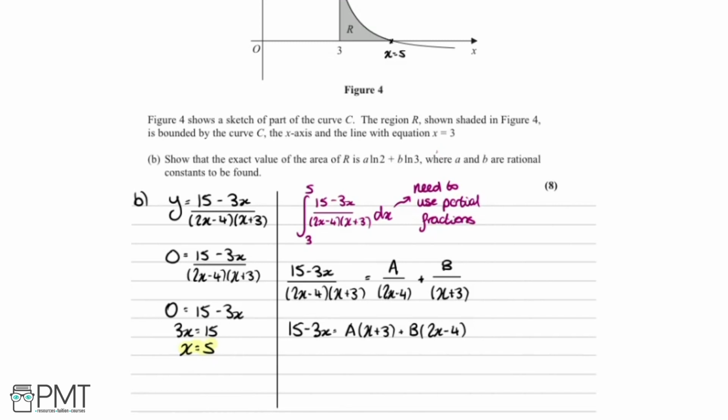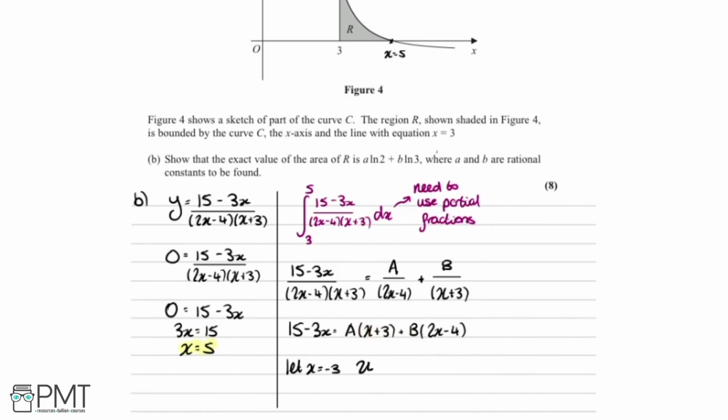We're going to take a couple of steps. Firstly, I want to try and work out what B is. So we want to work out a way to get rid of A. Well, if you times it by 0, you're going to get rid of it. So we're going to let x equals minus 3, which means this bracket goes to 0, and we're just left with B and we can solve for B.